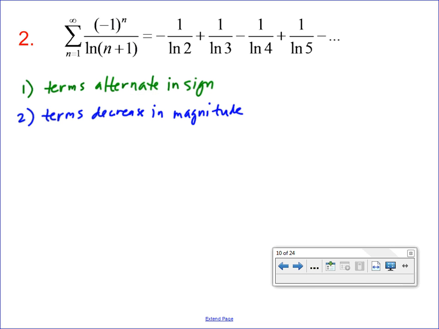Terms decrease in magnitude, and our third requirement is that our nth term must go to what in the limit? My nth term must go to 0 in order to apply the alternating series test for convergence. And it looks like yes. The denominator will continue to grow, the top is fixed at 1, so the nth term does go to 0. So check. This converges by the alternating series test.